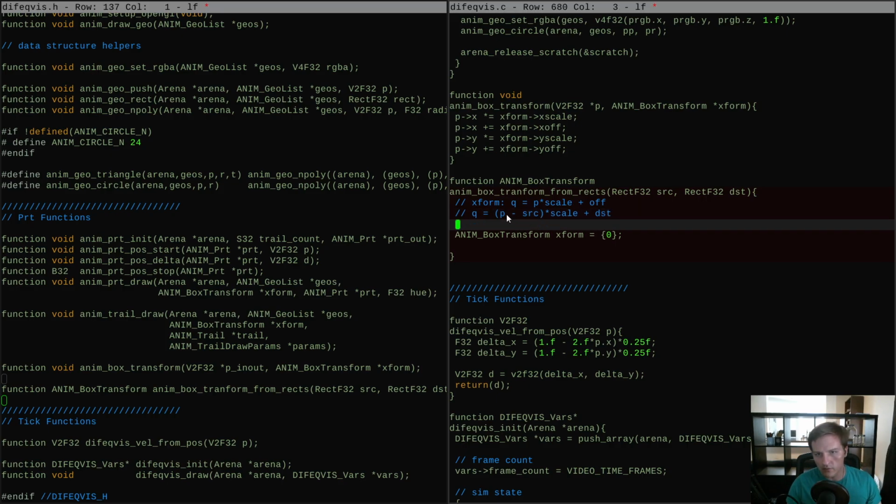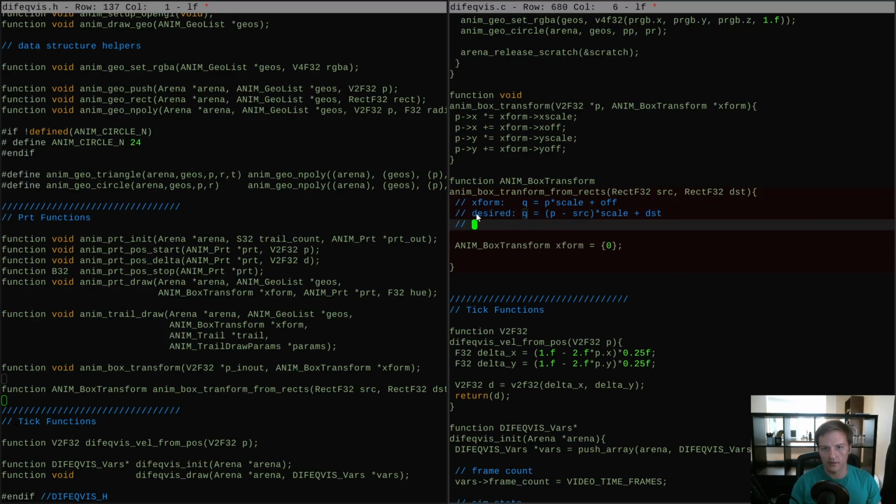So we need to rewrite this in the desired form. This is the structure of a transform, and this is the structure of what we actually know we want. The rewrite here is dest minus source times scale. So now these two are equivalent, but this one is in the same form as this. So we know what we want.